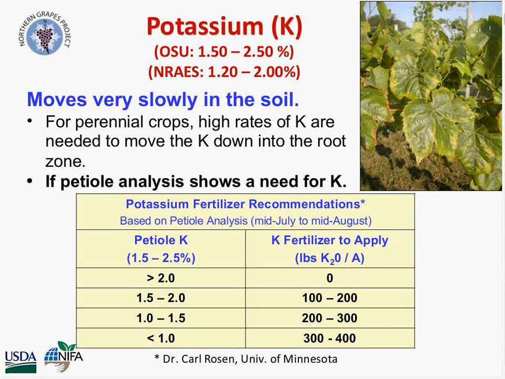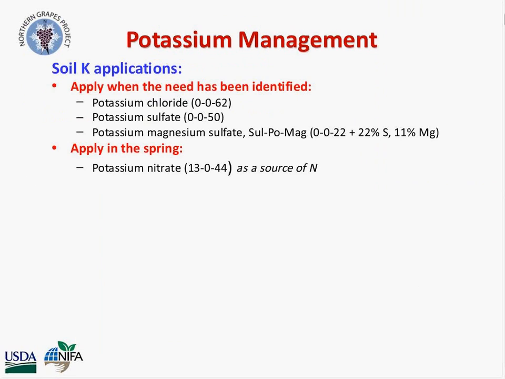If for soil applications, apply when a need has been identified. In other words, if you've done an analysis at the horizon and you set out a need for the potassium, go ahead and apply it as soon as you can, because it takes time for it to move down. Now, in the spring, if you're using potassium nitrate as a nitrogen source, then yes, go ahead and use it in the spring as that nitrogen source.